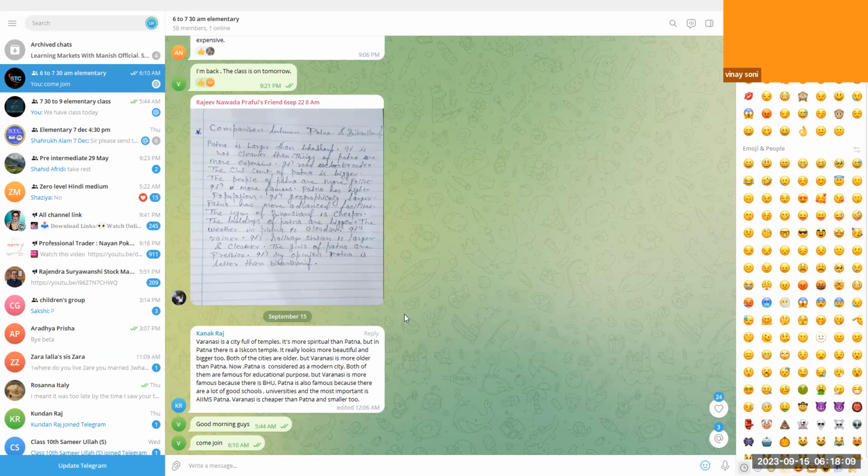Both of the cities are older. Okay. Now, why older here? Older than which cities? Both of the cities are older. This sentence is not correct.